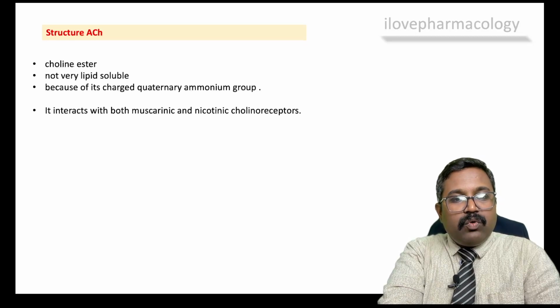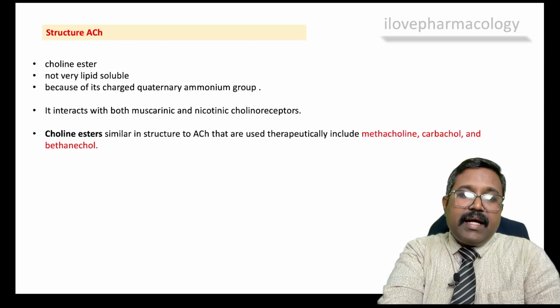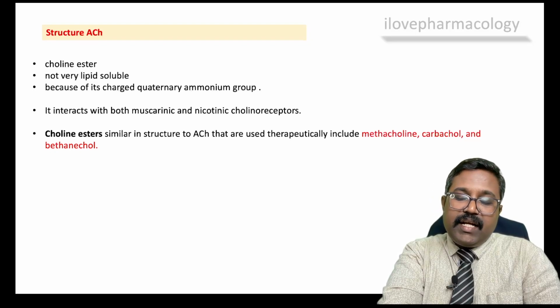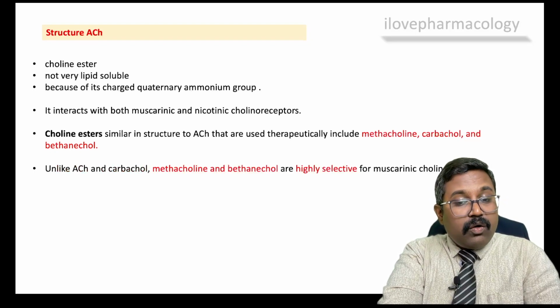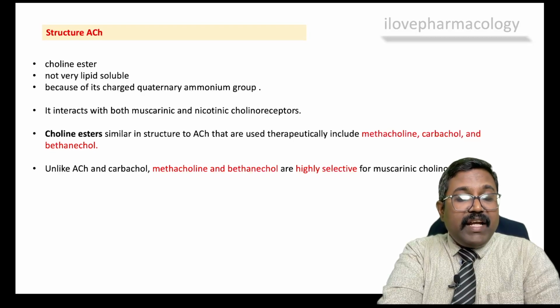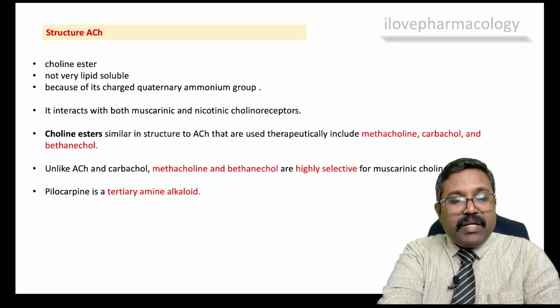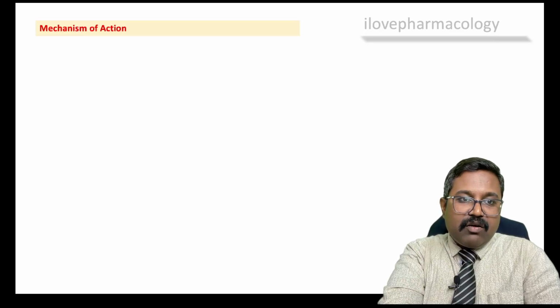Basically, it interacts with both the muscarinic and nicotinic cholinergic receptors, and choline esters like carbachol, methacholine, and bethanechol have a similar structure to that of acetylcholine and are used clinically. Unlike acetylcholine and carbachol, methacholine and bethanechol are highly selective for muscarinic cholinergic receptors, whereas pilocarpine can cross the blood-brain barrier because of its tertiary amine alkaloid.